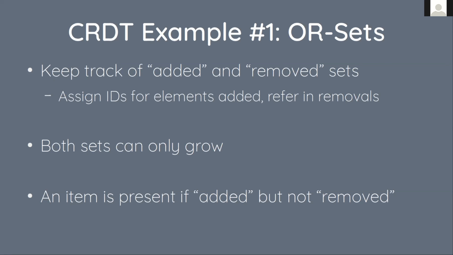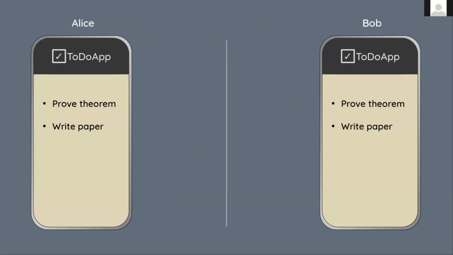So the example I'm going to use is Alice and Bob, who have a shared to-do list, which they're representing as an OR set. They have two things on the to-do list. They want to prove the theorem and write the paper. So Alice proves the theorem, crosses that off, but then realizes that there's a bug, and so she re-adds prove theorem to the to-do list. So this doesn't change the state. She's removed it and then re-added it.